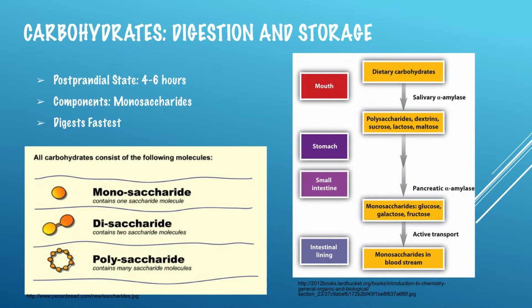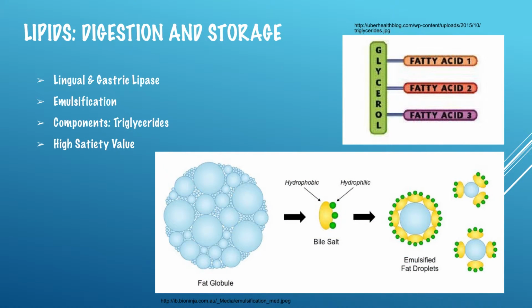Digestion begins in the mouth and continues through the digestive tract, with breakdown and absorption primarily occurring in the small intestine. Salivary amylase and enzymes such as sucrase, maltase, and lactase aid in carbohydrate breakdown before the villi of the small intestine absorb the monosaccharide components for transport and storage as muscle glycogen. Fat digestion is powered by lipases in the mouth, stomach, and small intestine. While carbs are digested the fastest, lipids' high satiety value leaves you feeling fuller than protein or carbs.